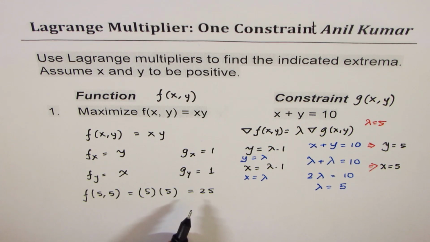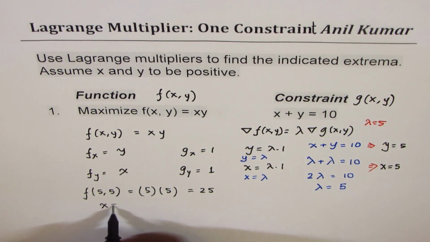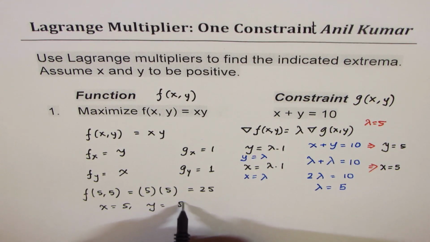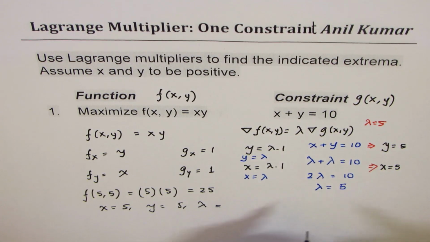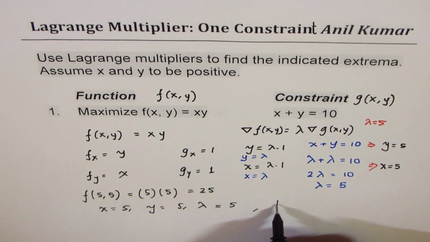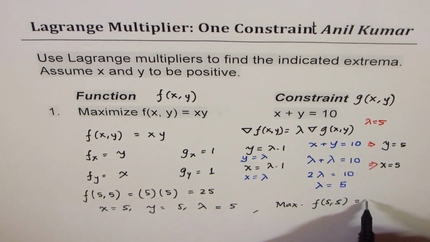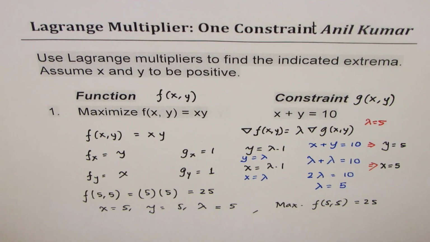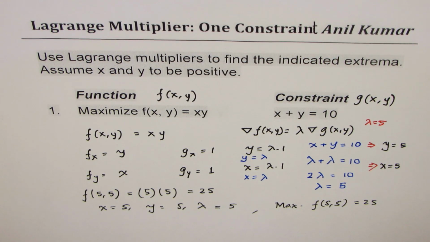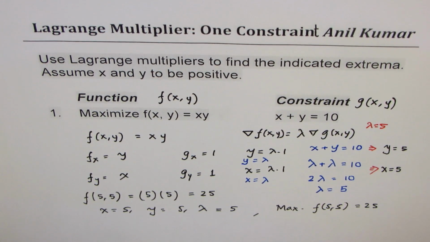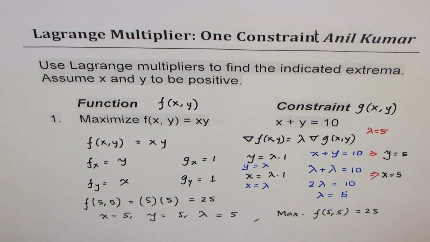So that is how we can solve each and every question. So here we found that x is equal to 5, y equals 5, and lambda is equal to 5, and the maximum value at 5, 5 is 25. So go through this process. We are going to repeat it again and again for the other 3 parts. You can actually pause the video and try those 3 on your own. I hope that helps. Now let's take up the next example.